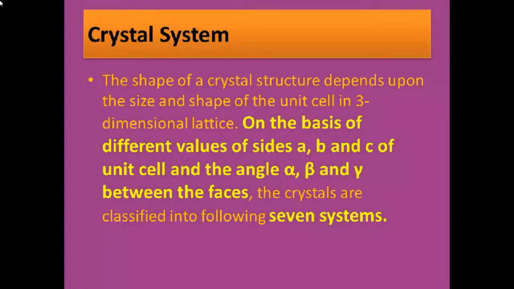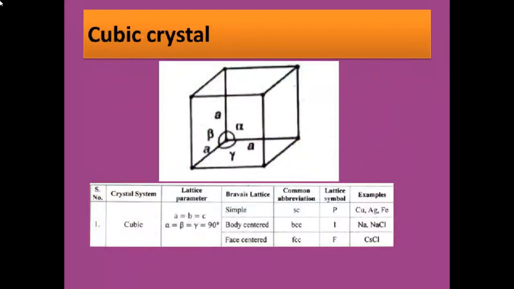We are going to see each crystal one by one, but very important, on the basis of the different values of A, B and C of a unit cell, and also the angles alpha, beta and gamma between the faces, the crystals are classified into 7 important systems. Remember the number 7. Cubic crystal.